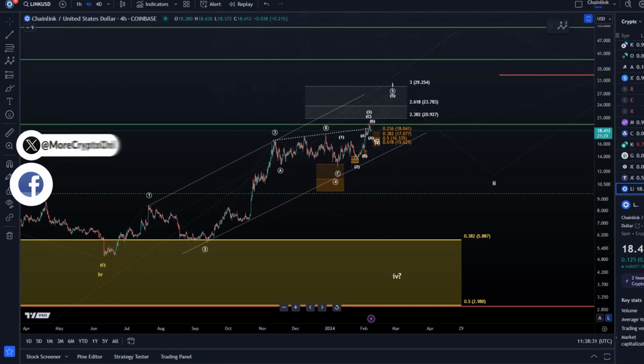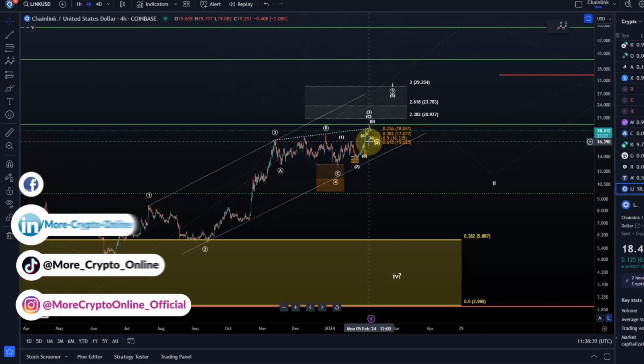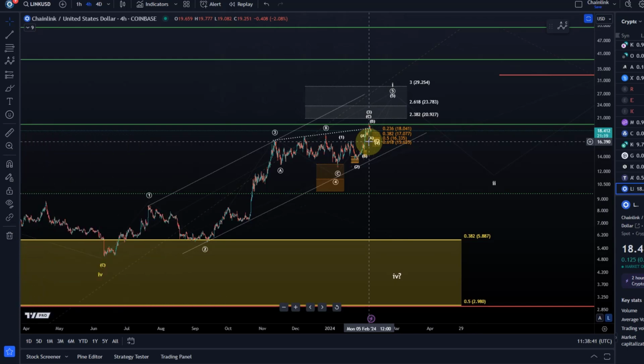The Chainlink chart continues to be in this pattern unchanged. We've seen, however, yesterday potentially the start of the small wave 4 that we've been watching for. So we're going to take a look at the microstructure in this video, the micro wave 4, what the support levels are and what the next target levels are to the upside.